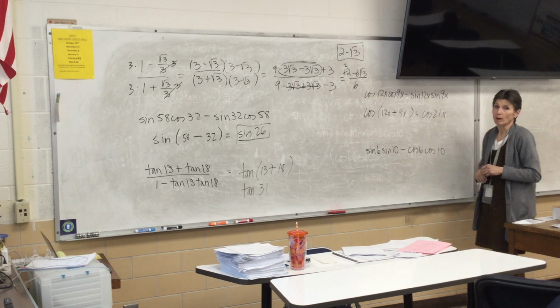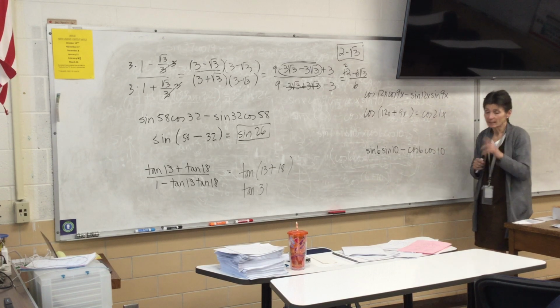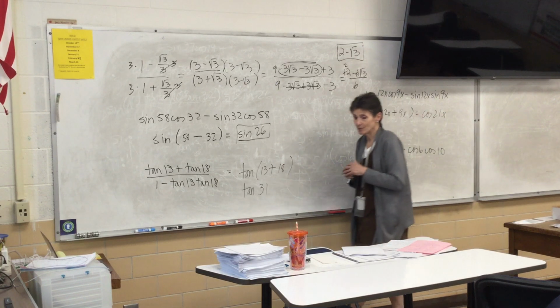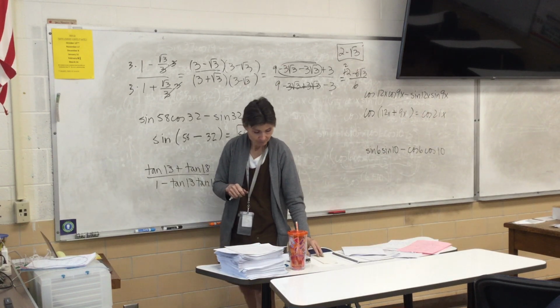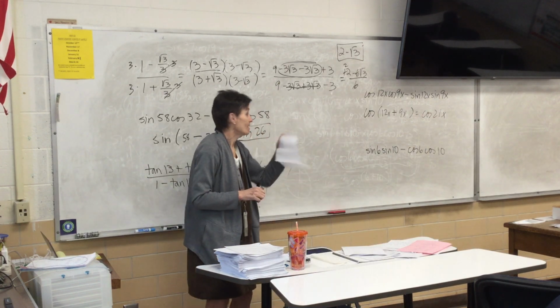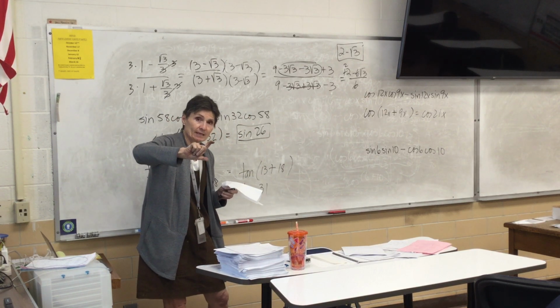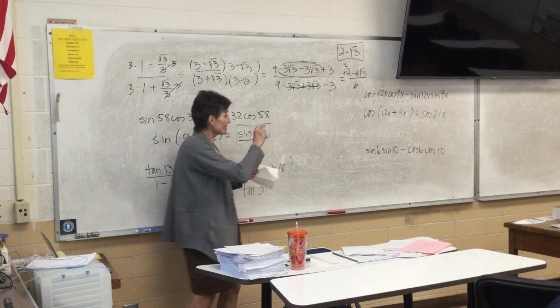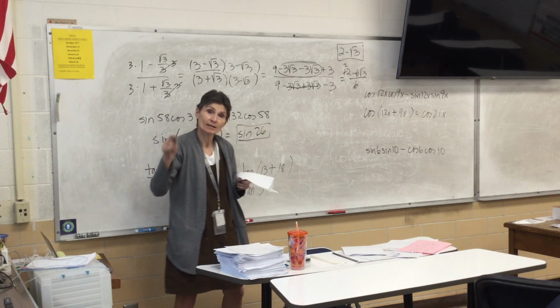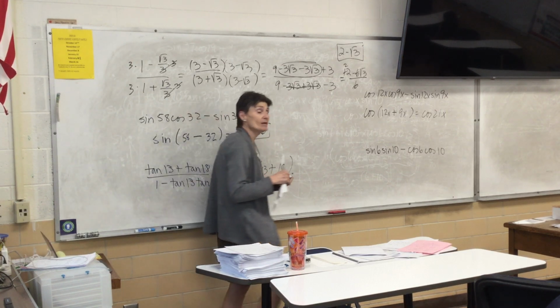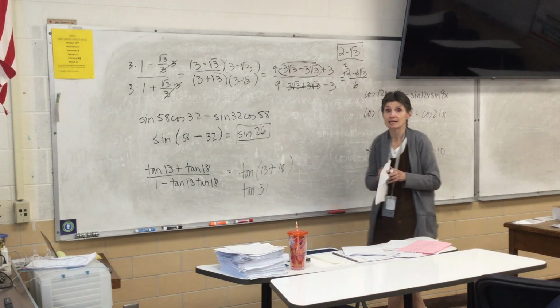Now, here's a tricky one. This one is tricky because if you look on your sheet and you try to find that pattern, you will notice that it's not there. But the backwards of it is. So instead of sine, sine minus cosine, cosine, you have cosine, cosine minus sine, sine.